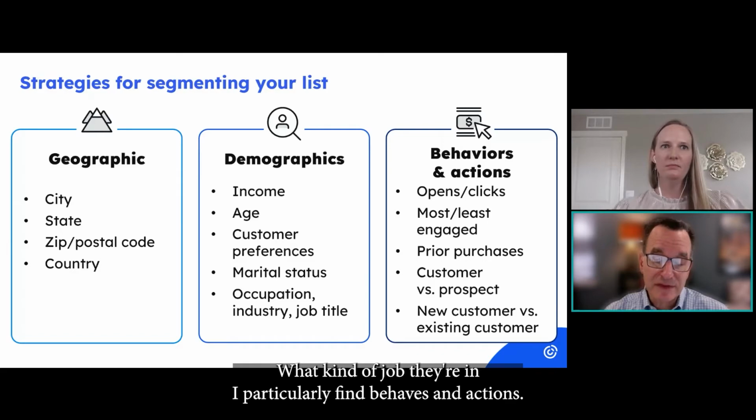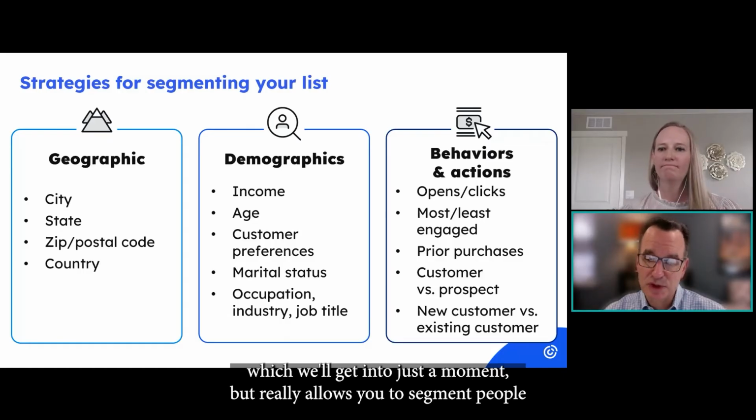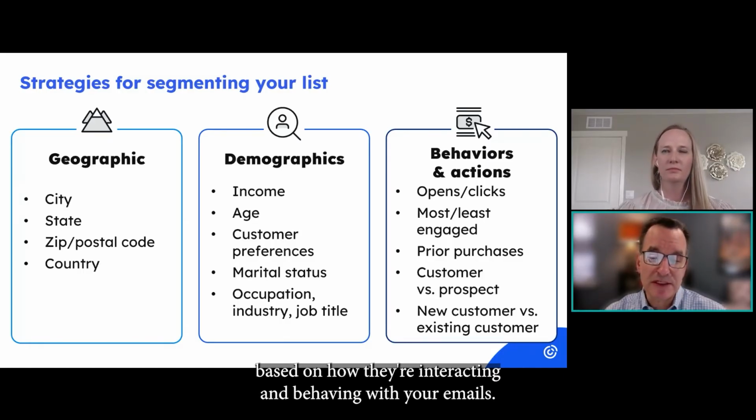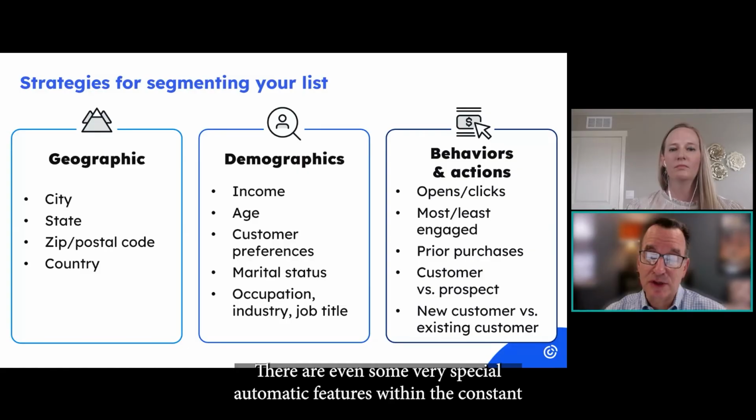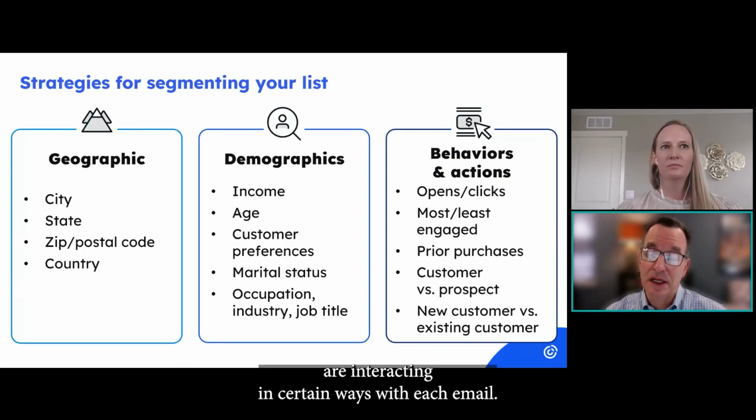I particularly find behaviors and actions very helpful, especially because Constant Contact has some specific tools, which we'll get into in just a moment, but really allows you to segment people based on how they're interacting and behaving with your emails. There are even some very special automatic features within the Constant Contact system that lets you know which people on the email list are interacting in certain ways with each email.